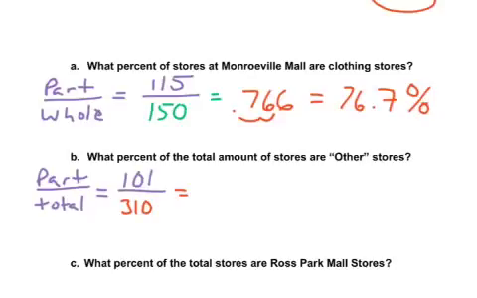So now to find a percent, we are going to divide that, and we get 0.326. Just move the decimal over 2 spots to the right, and Victoria, what do we get for a final answer? 32.6%. Very good. So 32.6% of the stores are other stores.